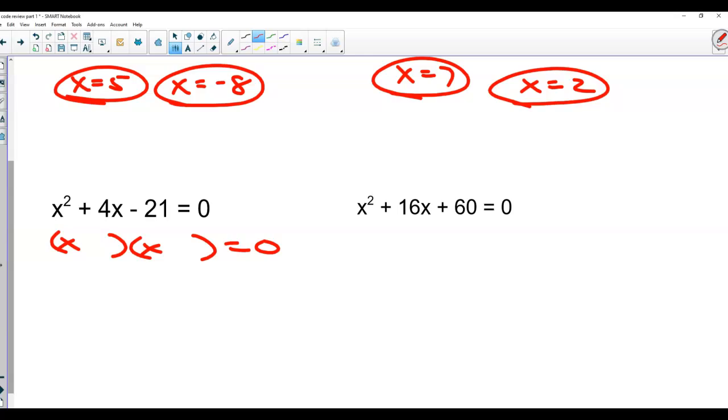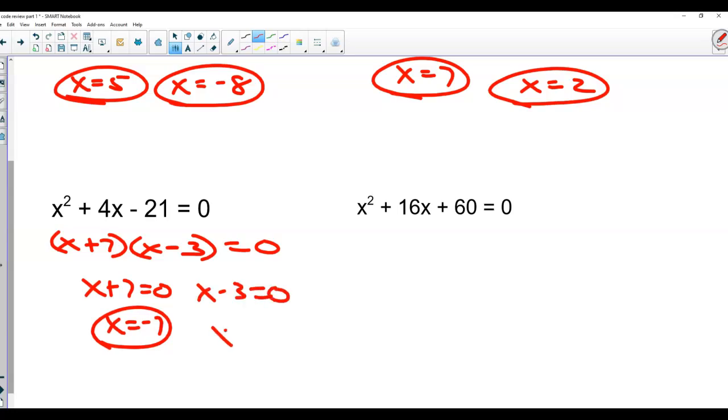x times x is x squared. We have negative 21. I got to get to a positive 4. Plus 7 minus 3. x equals a negative 7. x equals 3.